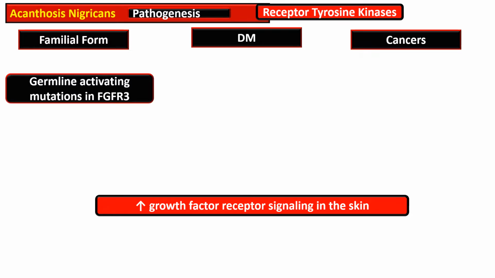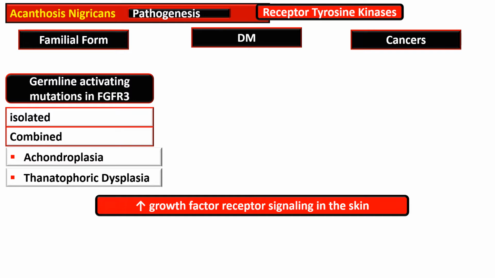One is the familial form that is associated with germline activating mutations in the fibroblast growth factor receptor 3, that is associated with isolated or combined association with achondroplasia or thanatophoric dysplasia. The same genetic mutation is also seen in seborrheic keratosis, but it is not clear why in some cases it develops seborrheic keratosis and why in other cases it develops acanthosis nigricans.